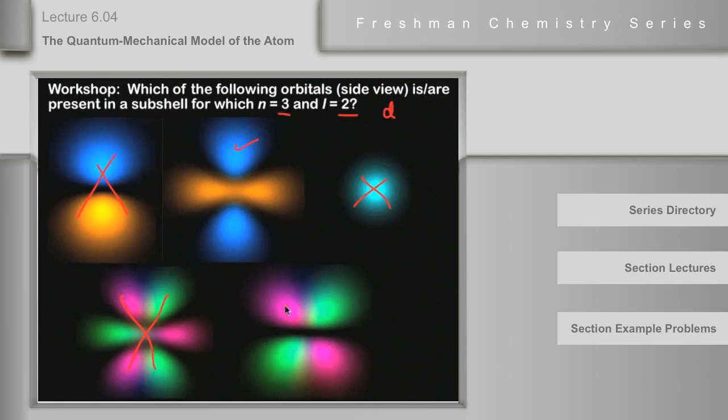Finally, here is the last one. We have 4 lobes. Sort of looks like a clover leaf. We can't see what the Cartesian coordinates are, but in terms of the shape, could this be a d orbital? Yes or no? Yeah, it could be. So this is a good one. This could be something like the dxz or the dyz pretty easily. So out of these, the 2 check marks represent the ones that could be present in a subshell for which n is equal to 3 and L is equal to 2. Questions?